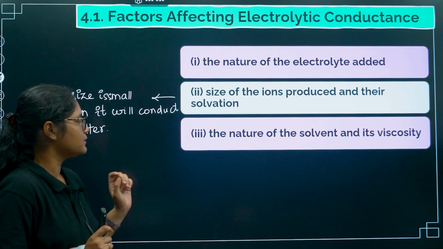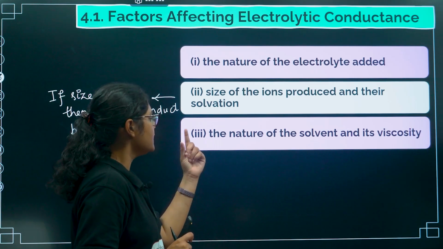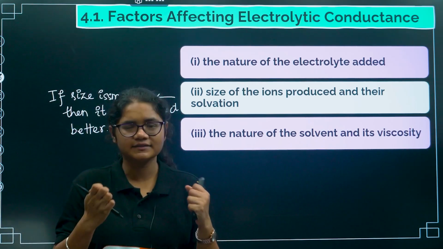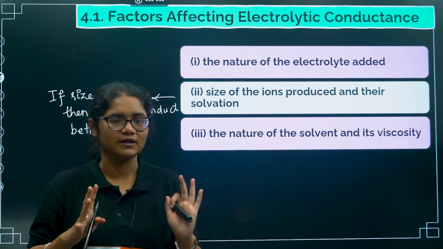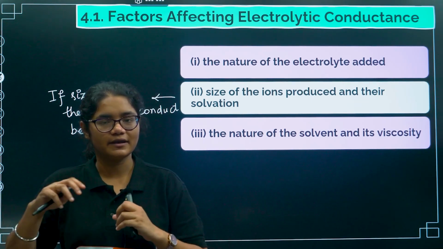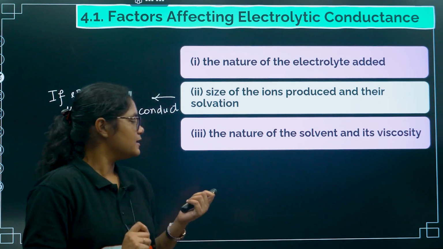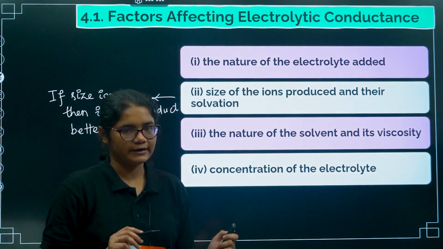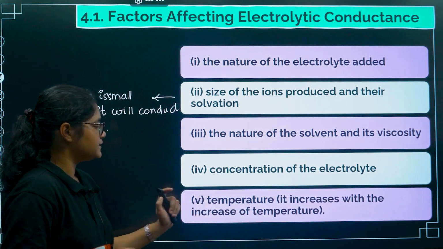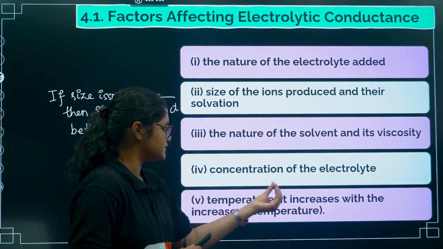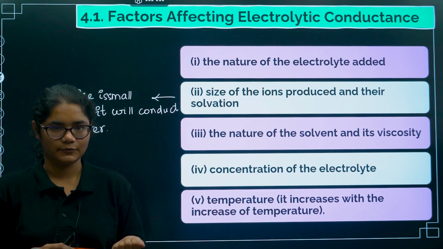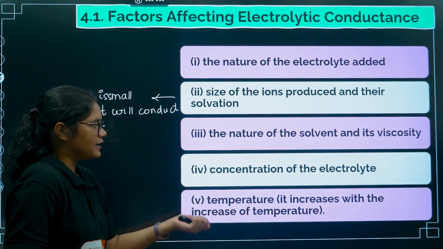Next is the nature of the solvent and its viscosity. If it is a very viscous solvent, then ions cannot flow fast. If it is a less thick solvent, then ions can move faster. Next, coming to concentration of the electrolyte, we will talk in detail about how this affects. Next, temperature. If temperature increases, then generally the conductivity of the electrolytes increases. So these are different factors you should remember.